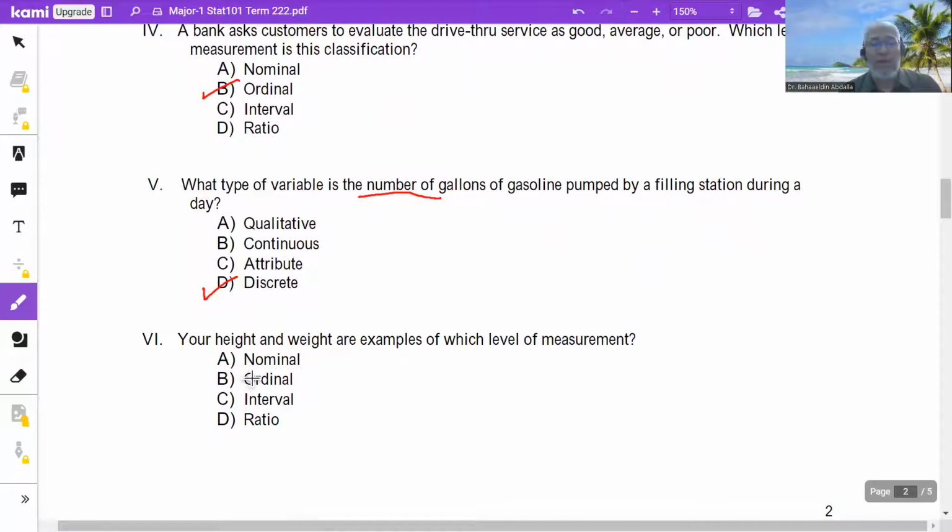Okay, your height and weight are examples of which level of measurement? Height, weight, this is the ratio level of measurement.